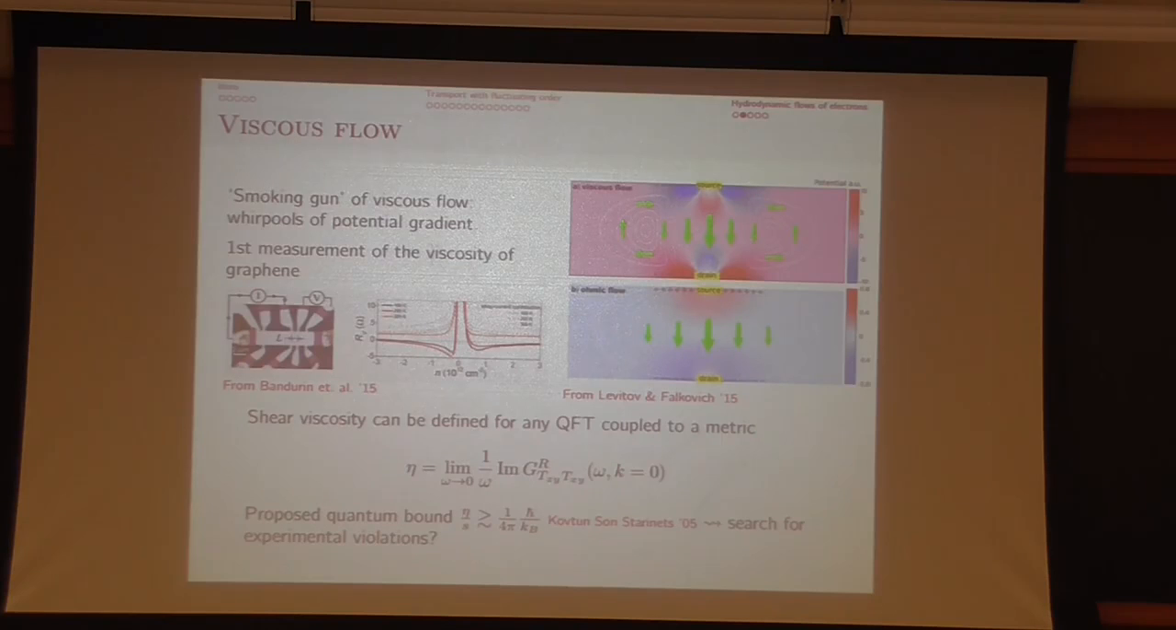And there's a proposed quantum bound that we have from AdS/CFT, the KSS bound on the viscosity to entropy ratio. And so now that we have this technology to measure viscosity of electron systems, or many different condensed matter systems, it would be very interesting to see if this bound is typically saturated or violated in these examples of strongly coupled quantum fluids.